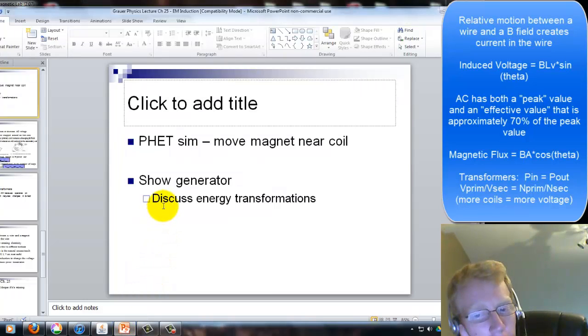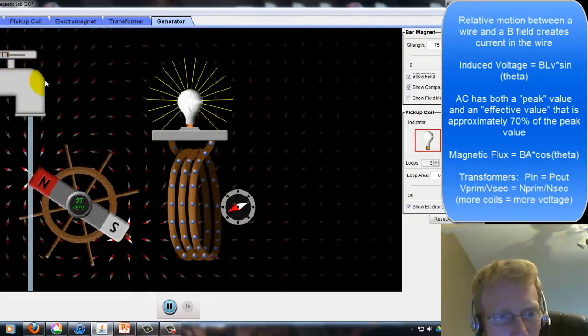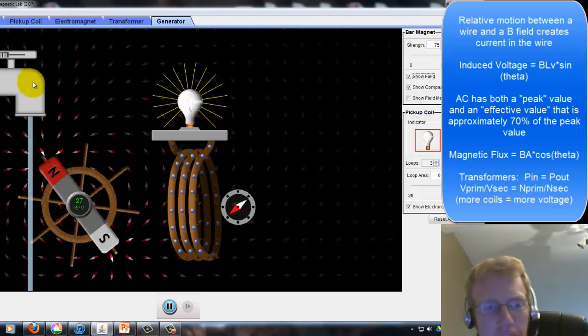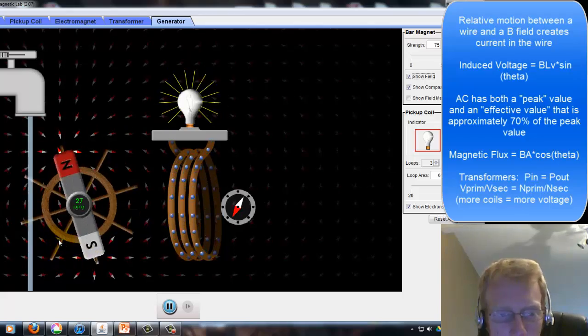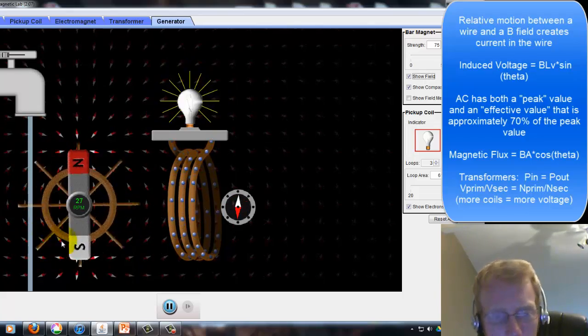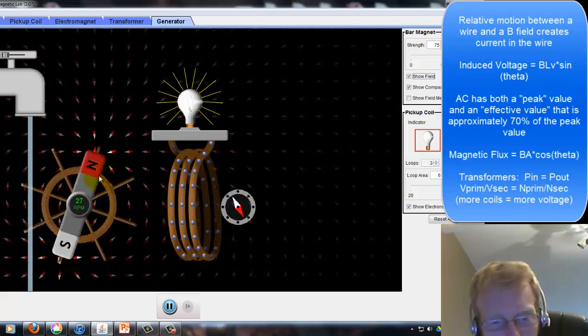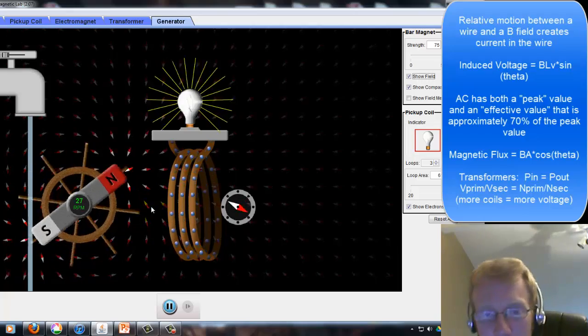Okay, so energy transformations in this simulation are kind of interesting to look at. We start off with water at a high elevation, so it's got gravitational potential energy. As it falls down, it converts to kinetic energy. It hits this and does work on it. The work causes this to spin, which gives this kinetic energy. Okay, this kinetic energy physically moves the magnet, which creates a magnetic field.